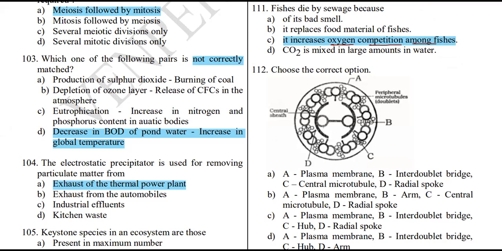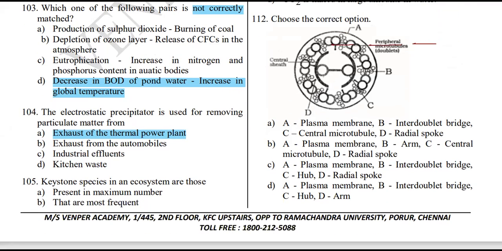Right? Yes. So the next is choose the correct option. They have given the structure of the flagella and the internal structure. So what is A, B, C and D? Okay. A is of course going to be the plasma membrane, right? Yes. And B is going to be the interdoublet bridge. You can see over here, this is the interdoublet bridge. And this C is going to be what? This is a microtubule, and this is a microtubule. And this is going to be the radial spokes. So the answer for this question is going to be option A.